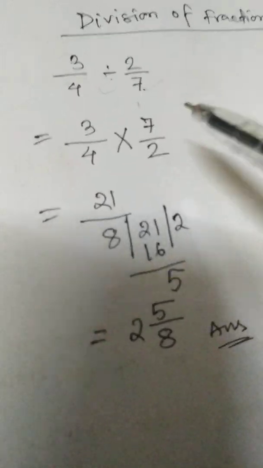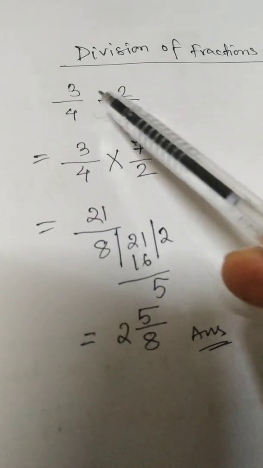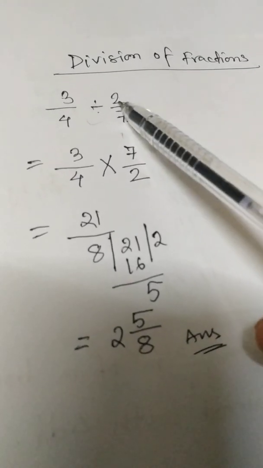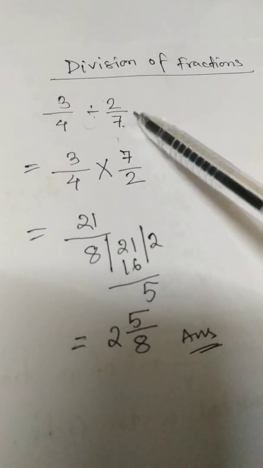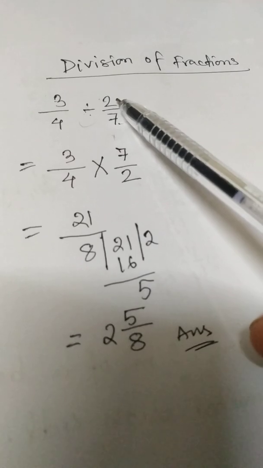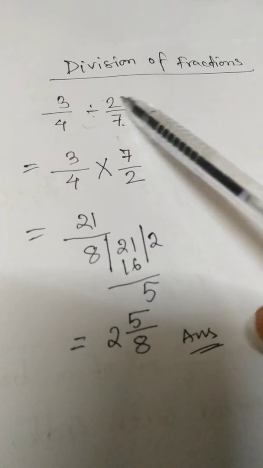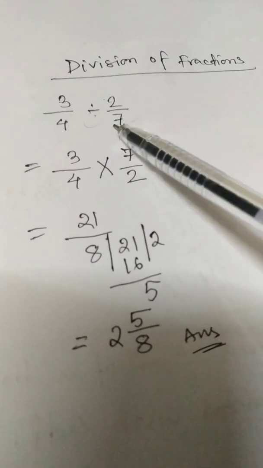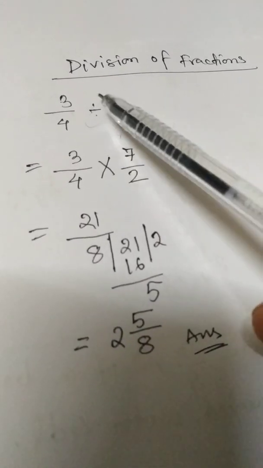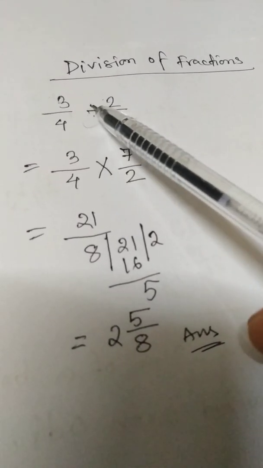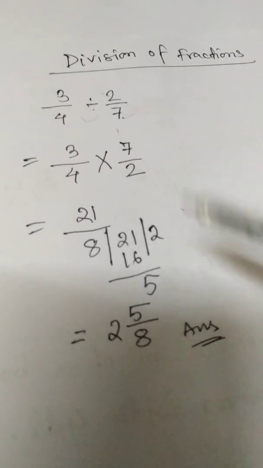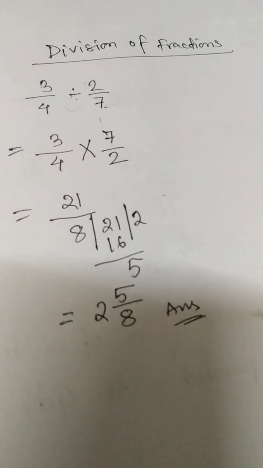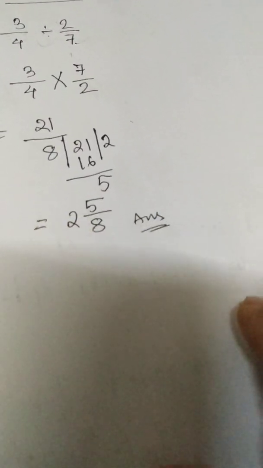Whenever you see a division sign in between fractions, you need to interchange the position of the fraction which is after the division sign. We interchange the numerator and denominator, and you just multiply. Also you change the division sign to a multiply sign, and then you can solve the division of a fraction. Okay, we'll try to do more divisions.